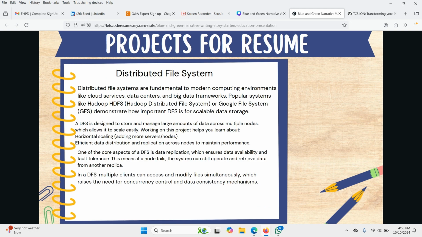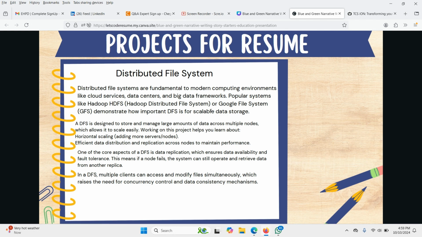So our next project is the distributed file system. Distributed file systems are fundamental to modern computing environments like cloud services, data centers, and big data frameworks. Popular systems like Hadoop HDFS, the Hadoop Distributed File System, or Google File System demonstrate how important a DFS is for scalable data storage. That means a distributed data storage system. So what is a DFS?